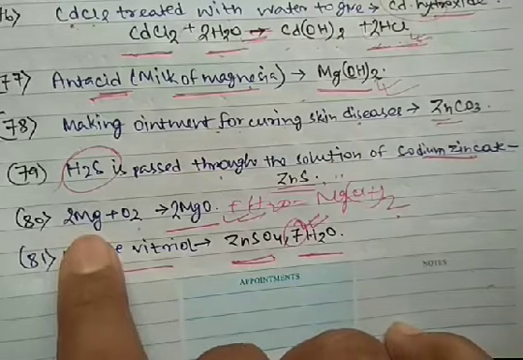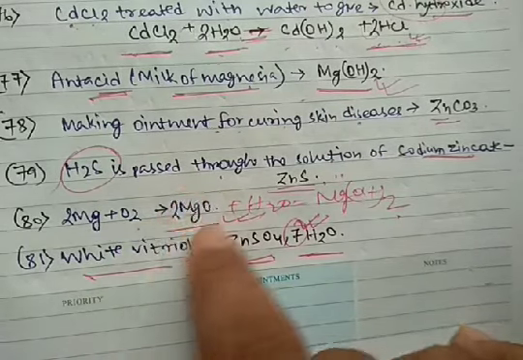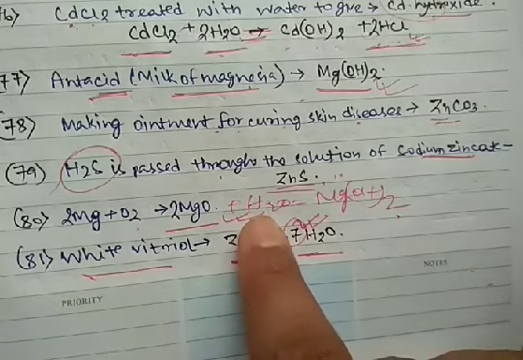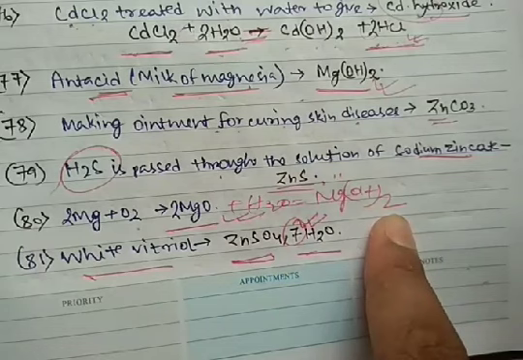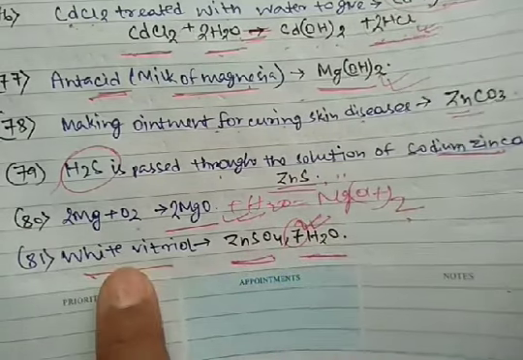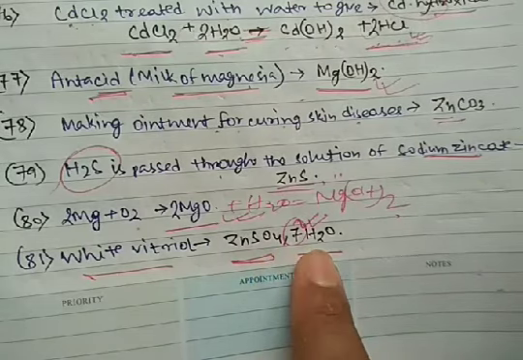Next question is magnesium reacts with oxygen to give magnesium oxide, and magnesium oxide goes on reacting with water to give magnesium hydroxide, that is Mg(OH)2. And the white vitriol, the last question, is ZnSO4.7H2O.